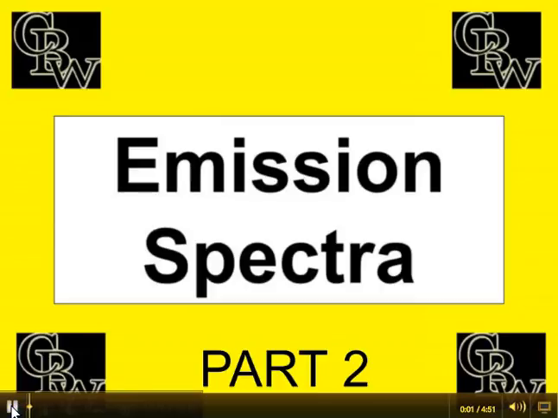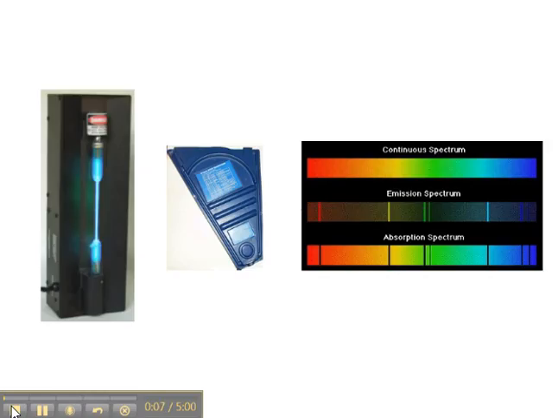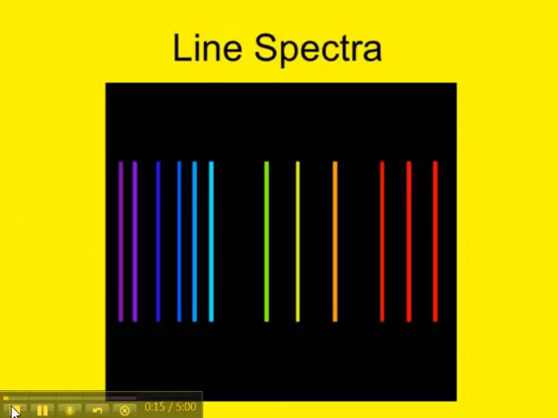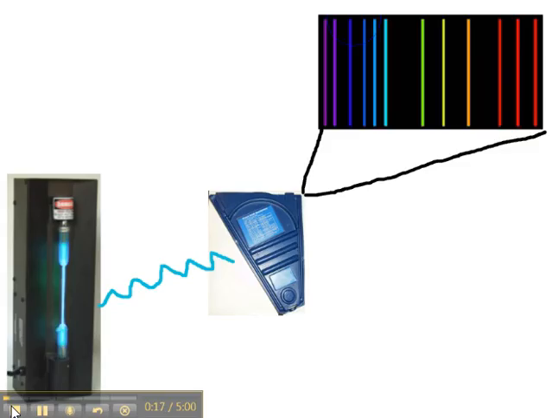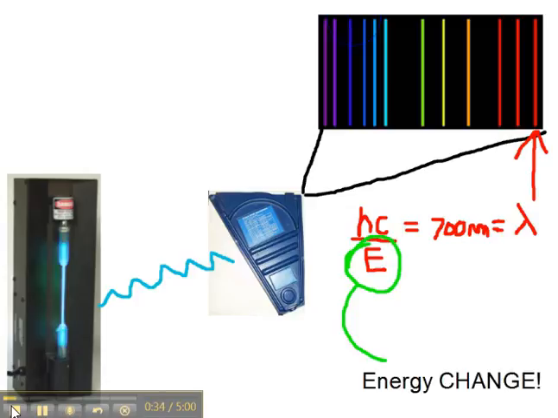Emission Spectra Part 2. Niels Bohr was using a spectrometer to study atomic emission spectra. He was expecting to see a continuous spectrum of light emitted from the tubes, but instead observed lines. If only certain colors of light are being emitted from a gas tube, then only certain wavelengths are being emitted as well. If we assume the one we're looking at is 700 nanometers, we could use an equation to calculate its corresponding energy.